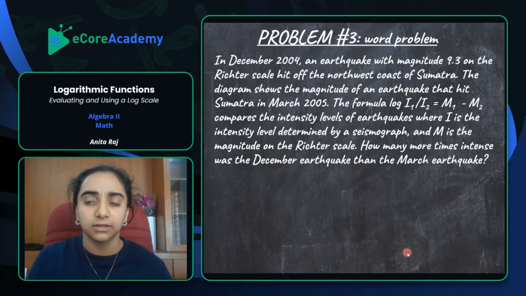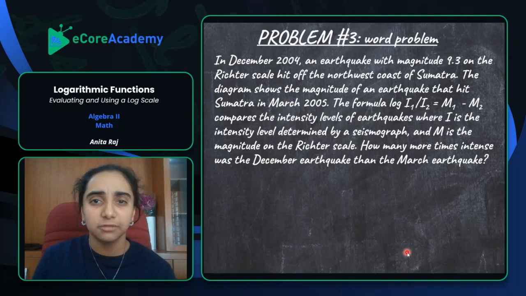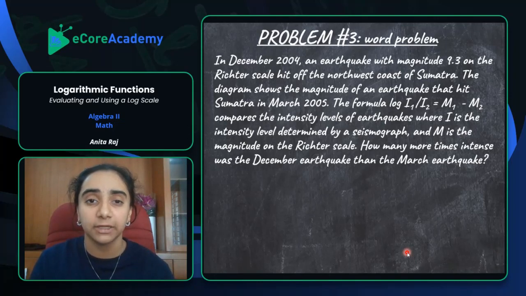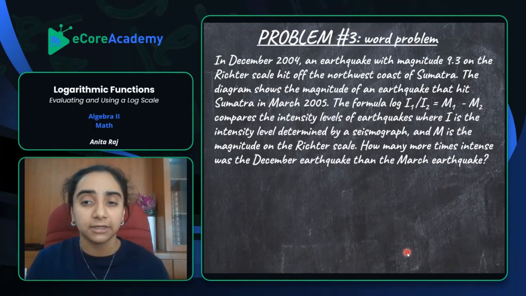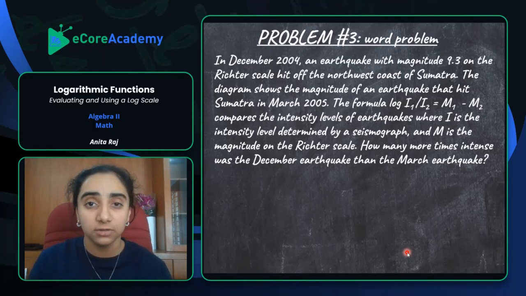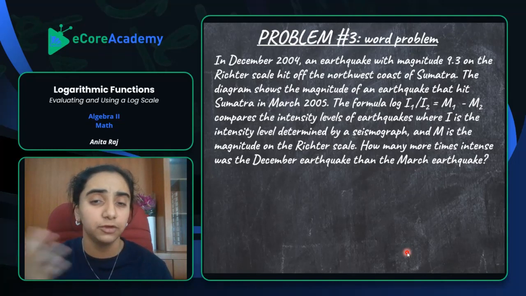So this is an island, and remember, if you like science, you probably know that islands are often stricken by volcanoes and earthquake problems and stuff like that. So Sumatra has been hit by an earthquake in December of 2004 with a magnitude of 9.3. The diagram that I'm going to show you shows the magnitude of another earthquake that also hit Sumatra, but a few months later in March of 2005.